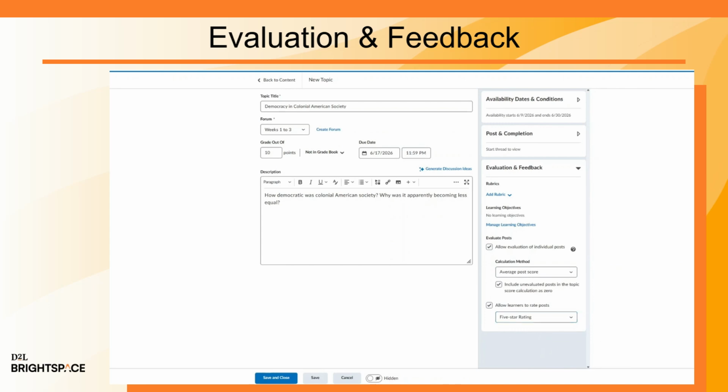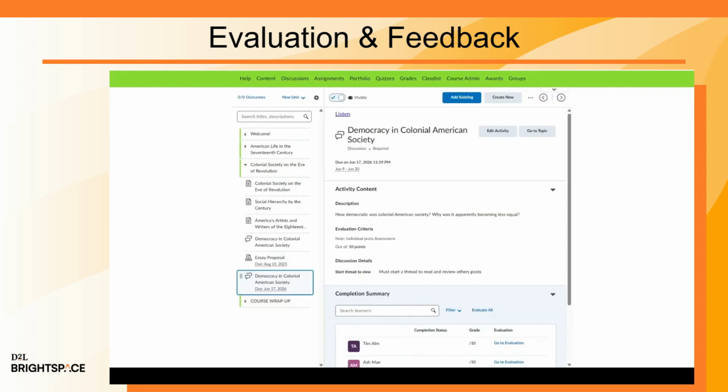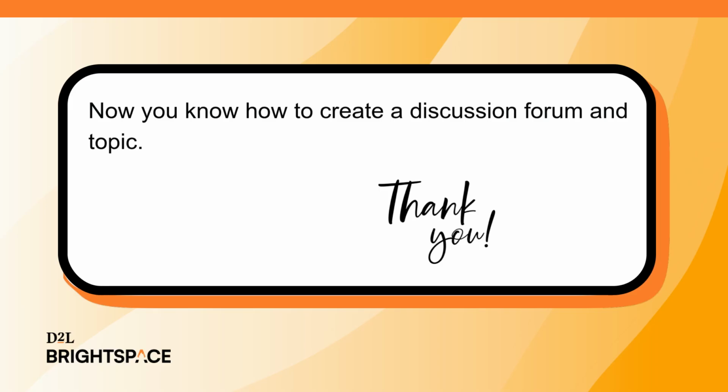When you're done, change the topic from hidden to visible and click Save and Close. You have created a new forum and discussion topic. Now you know how to create a discussion forum and topic.